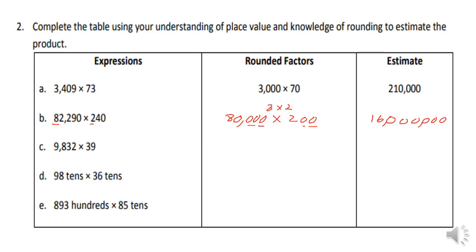Under D, it says 98 tens. We can see this is going to be closer to between 90 and 110, so this is going to be 100 tens times 36 tens. 36 is between 30 and 40, and 36 is going to be closer to 40 tens. So we know 1 times 4 is 4, and we have 1, 2, 3 tens. Now we also have tens times tens for our units. So 10 times tens would be hundreds. So this would be 4,000 hundreds.